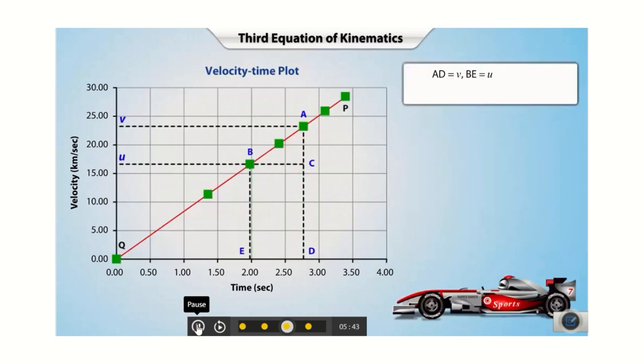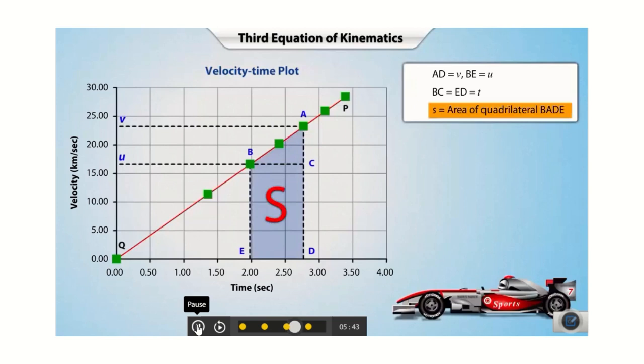We can find out the final velocity of an object if we know its initial velocity and the time interval during which it moves with a uniform acceleration. But is that the only way to calculate the final velocity? Let's explore. The distance s traveled by the object in time t under uniform acceleration a is given by the area enclosed within a quadrilateral BADE. Quadrilateral BADE is a trapezium.